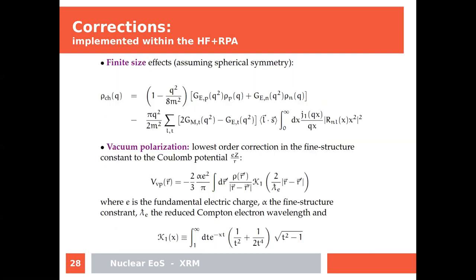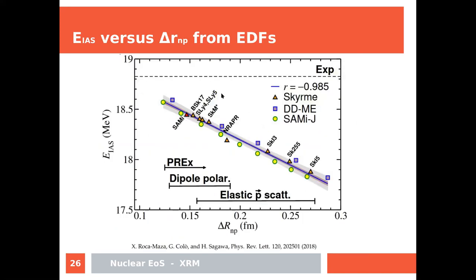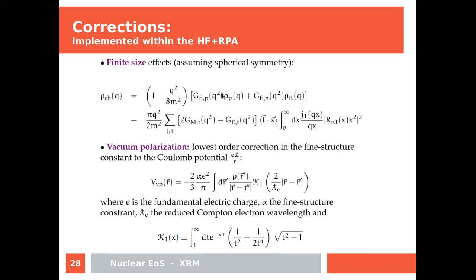Then we take into account that the neutrons and protons have a finite electromagnetic size. This is also commonly neglected in this type of functionals. Why? It is neglected because usually it has very little effect on the observables we are used to studying. Finally, we also correct the Coulomb potential by the so-called vacuum polarization correction, which is the lowest order correction to the fine structure constant. And this also has some effect on the isobaric analog state.